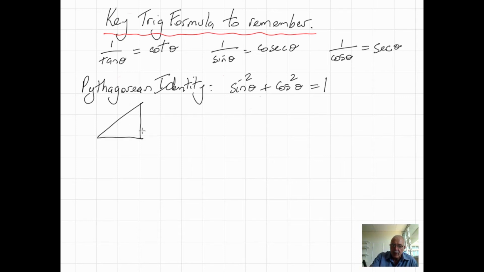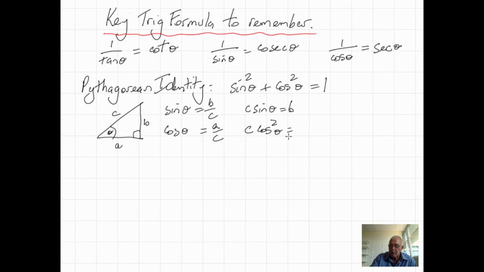We've got a right angle triangle. We've got A, B, C, and this is my angle theta. You know that the sine of theta is equal to B over C. If we multiply both sides by C, we get C sine theta equals B. Likewise, the cos of theta is equal to A over C. So C cos theta is equal to A.